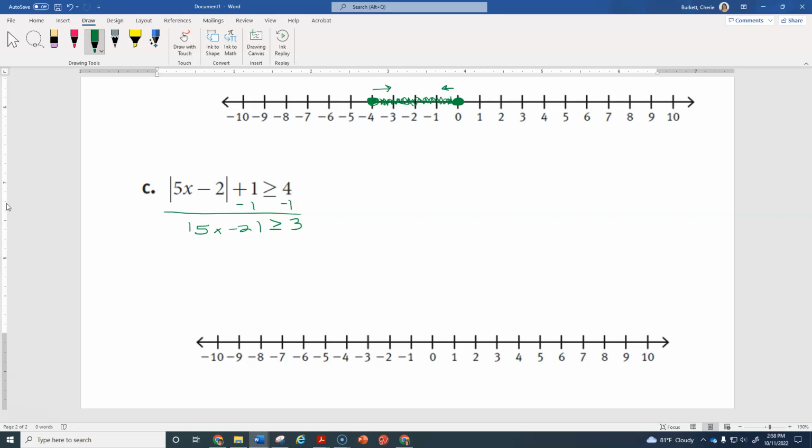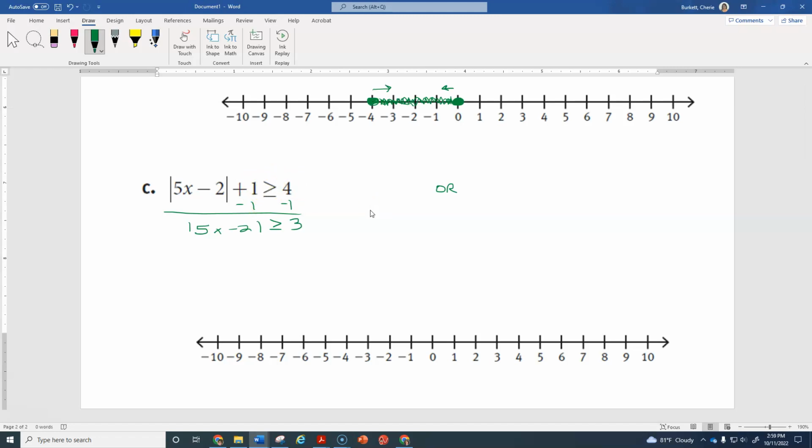My absolute value bars are isolated. It still says greater than. So since it says greater than, I know two things. I know my problem is going to be an or problem. I'm going to have an equation, the word or, and then a second equation. So when I split these two equations, it's going to be the word or in between. And that always happens anytime you have greater than.